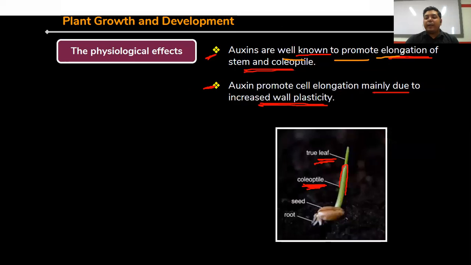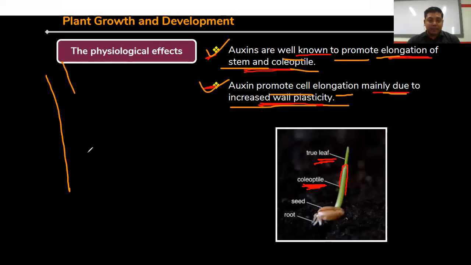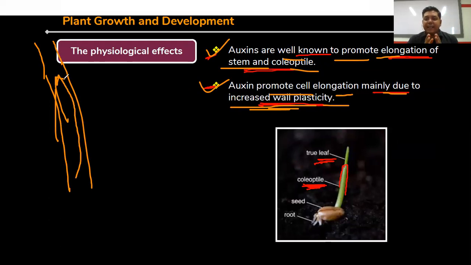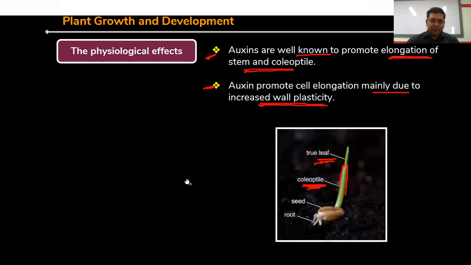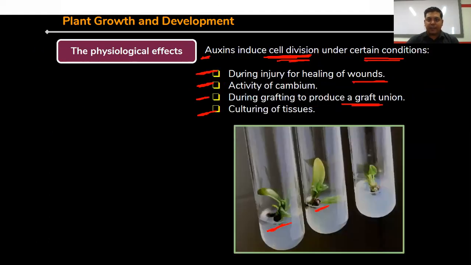That means auxin is a chemical compound that contains some charge. Auxins are well known to promote elongation of the stem and coleoptile. Auxin promotes cell elongation mainly due to increased wall plasticity. So these are two important functions: auxins promote elongation of the stem, right, as well as the coleoptile. So when the auxins are transported through the cell wall, they increase the plasticity of the cell wall, through which they are involved in the elongation process of the stem as well as the coleoptile.